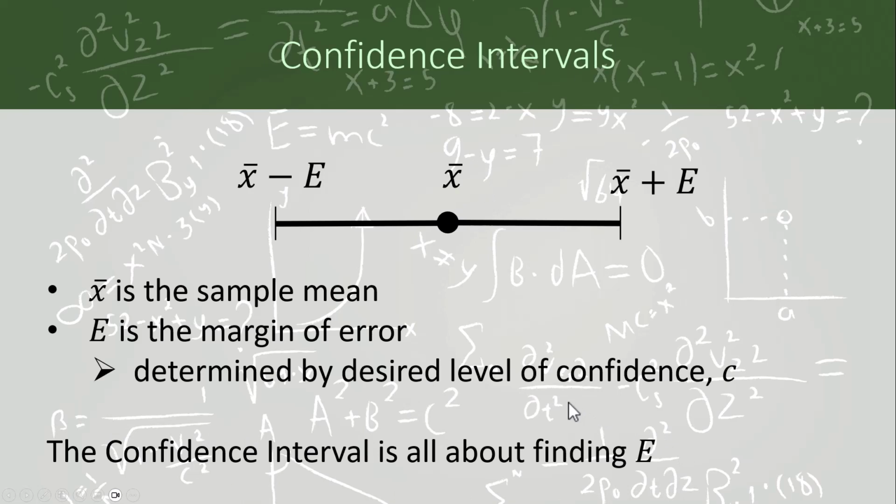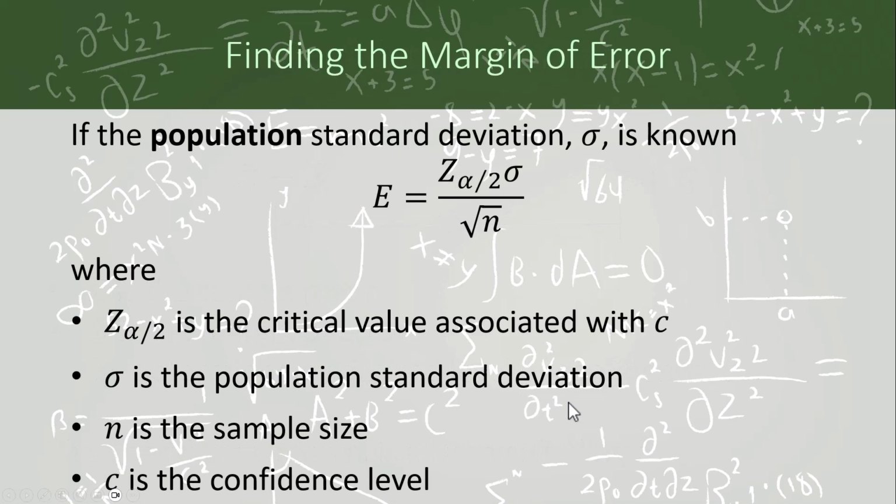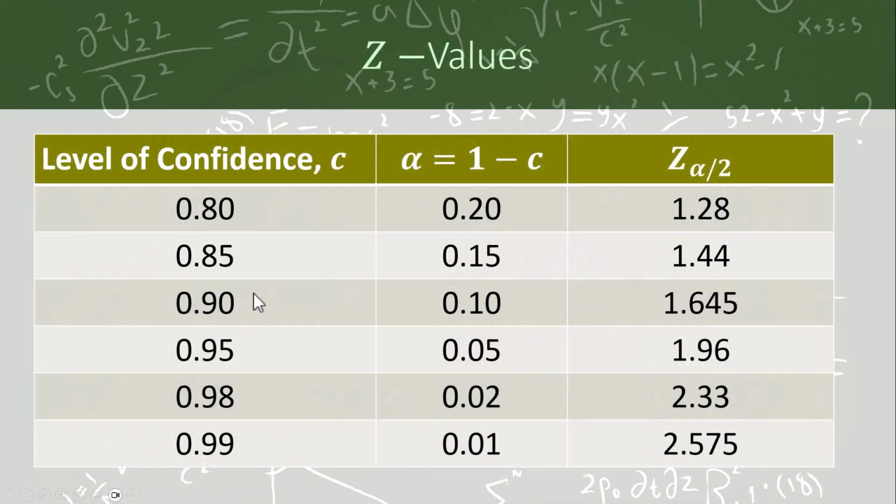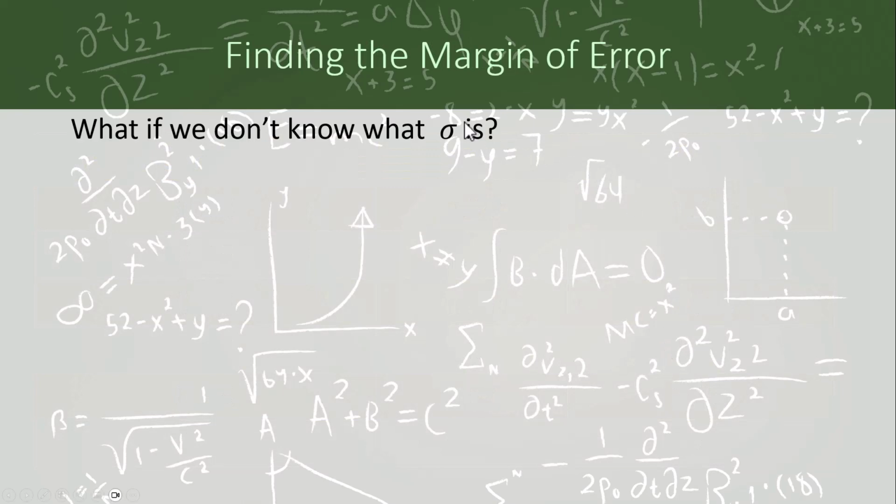what that error is. Now, for the situation where the population standard deviation is known and you have a normally distributed population, this is our equation. Basically, E is going to be equal to our critical value times our standard deviation divided by the square root of n. Our critical value is determined by our confidence level, namely, if our confidence levels are here, then the associated critical values are here. Relatively straightforward.